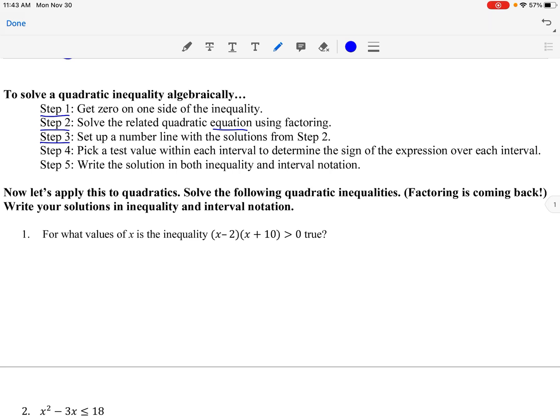And so we do have to look for intervals of numbers, not just one specific number, but intervals of numbers that will work. So next we're going to have to pick a test value in each interval to determine the sign of the expression over each interval. This will make more sense as we do some practice. And then once we do that, we find our solutions, and we write the solution in both inequality and interval notation.